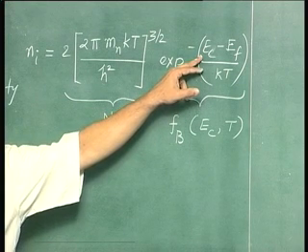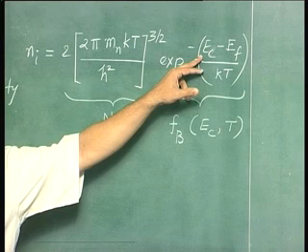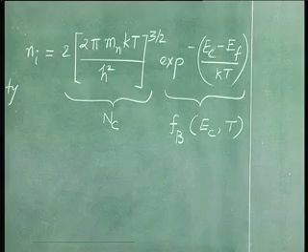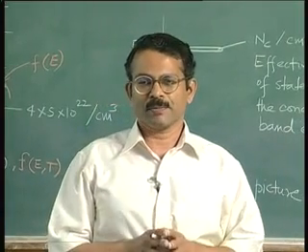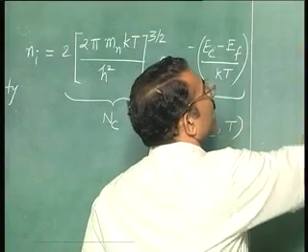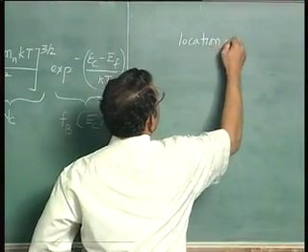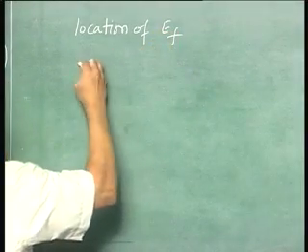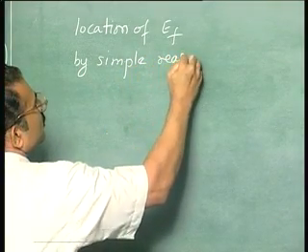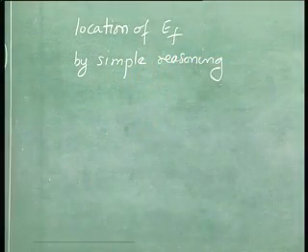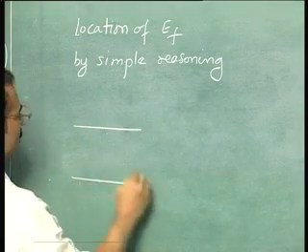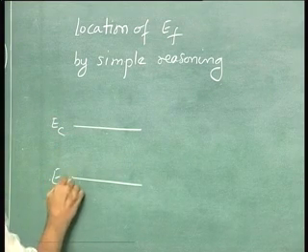But even before we do that, we can also just use simple logical reasoning to check if this will be true. So can we locate EF, the Fermi level in an intrinsic semiconductor, from simple reasoning? It turns out that we can do it as follows. Location of EF by simple reasoning. So look at the band picture now. I will show the EC, EV and the energy gap.